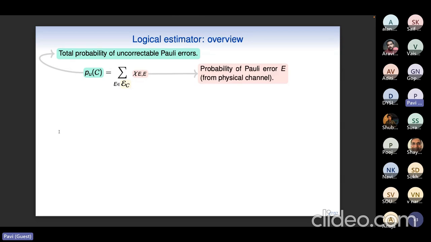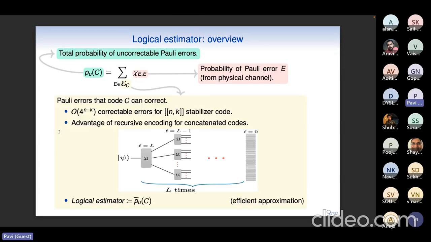Now you may say that looks easy, but it turns out that if you look at all the errors that cannot be corrected by a scheme, there are an exponential number of these errors. So it does not make sense to count through this exponentially large set, because then it boils down to just simulating a quantum computer on a classical computer. So we want to quickly estimate the total probability of uncorrectable errors, or 1 minus the total probability of correctable errors, in time that does not scale exponentially with the size of the system.